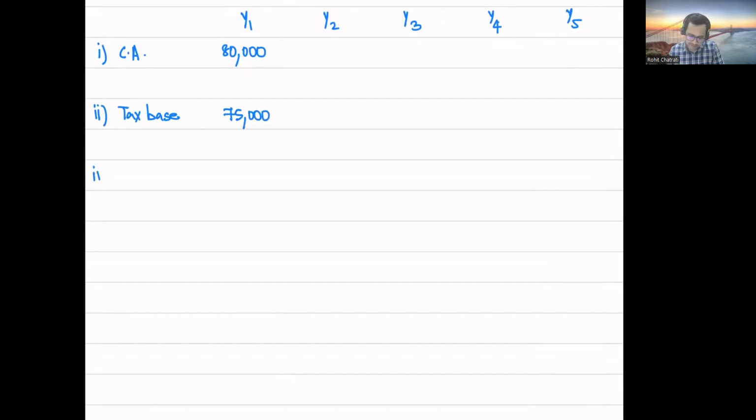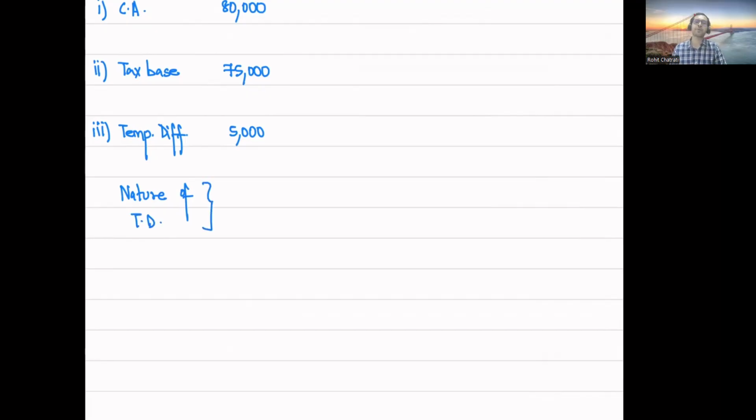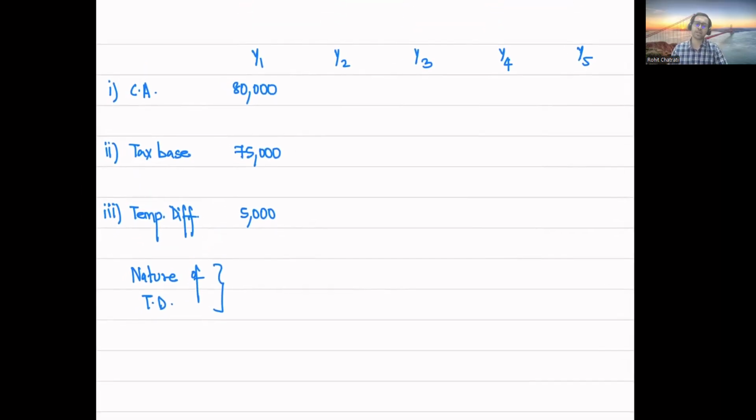The third step is calculating the temporary difference. Temporary difference over here will be 5,000 rupees. Under the third step itself, I'm also plotting something called nature of temporary difference. Nature of temporary difference means, is it going to be a taxable temporary difference or a deductible temporary difference? How are we arriving at it?